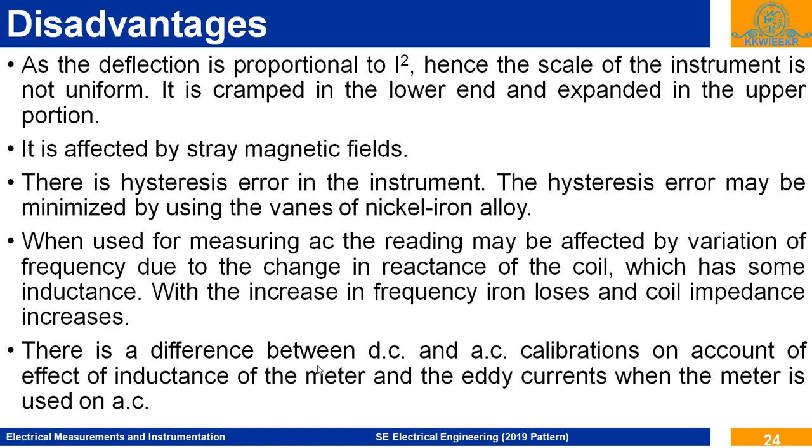There is a difference between AC and DC calibrations on account of the effect of the inductance of the meter and the eddy currents when the meters are used on AC. So generally these instruments are calibrated for AC measurement quantities, AC current or AC voltages. If we go for a different calibration, there is an effect of inductance and eddy current in case of AC and DC. So generally these meters are calibrated for AC only.